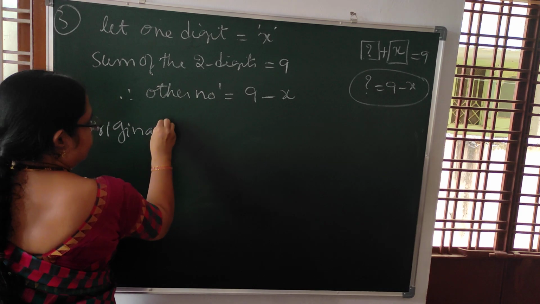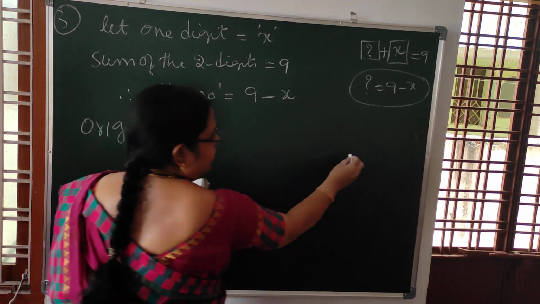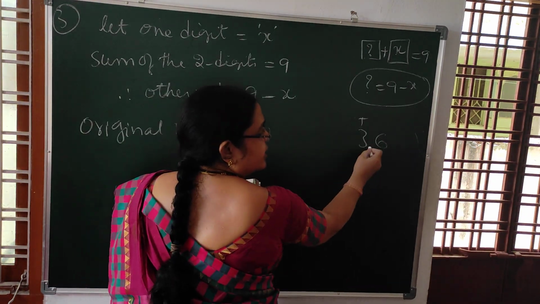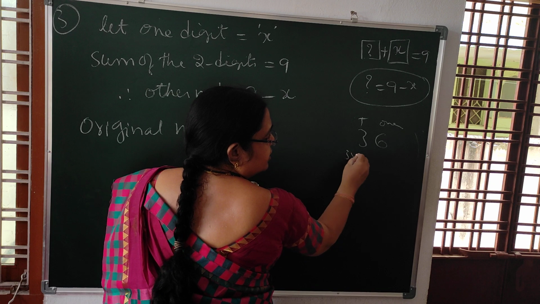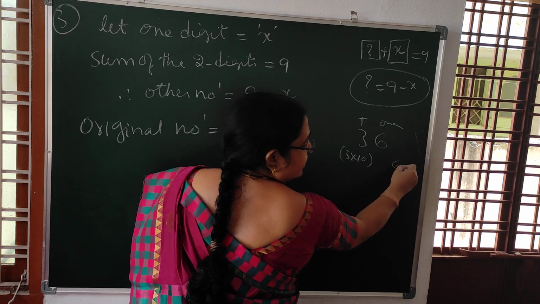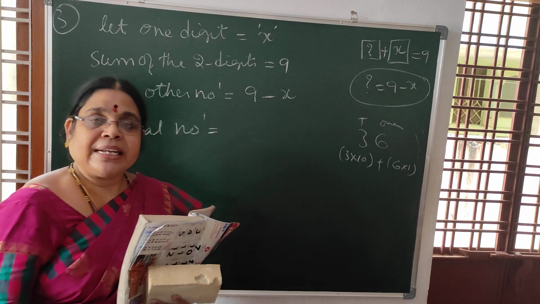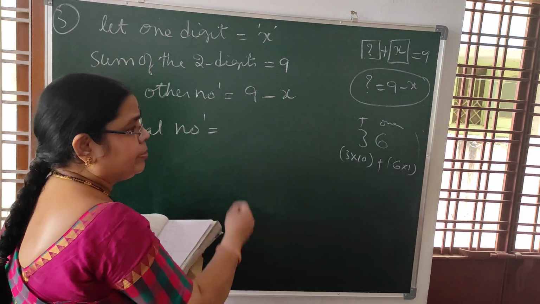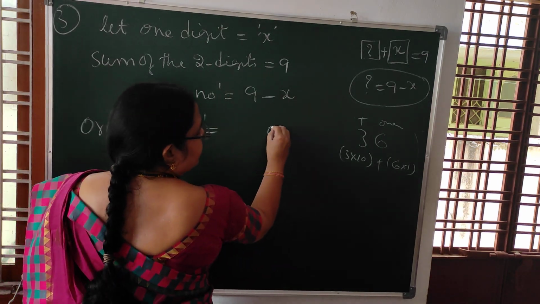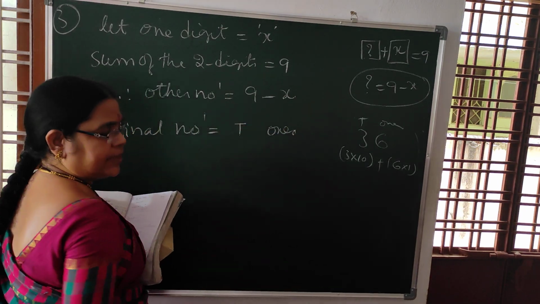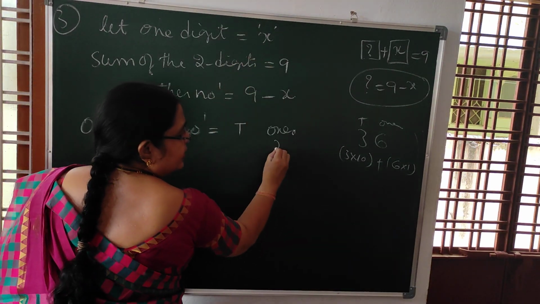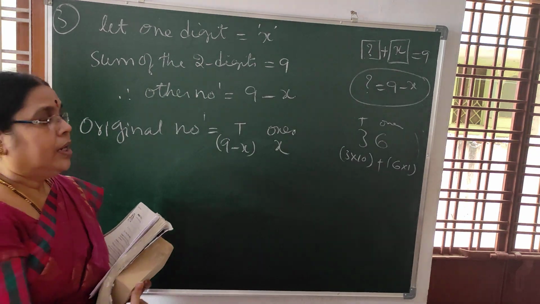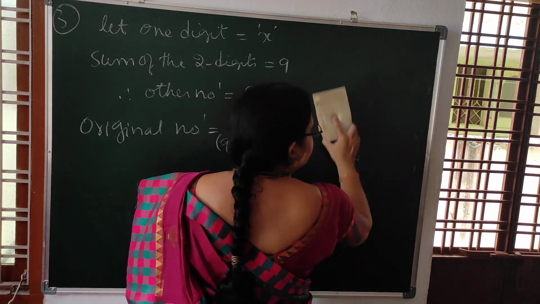Original number, for example, 36 is given. How can you expand this? 3 is in the tens place, 6 is in the ones place. So this becomes 3 into 10 and this becomes 6 into 1, isn't it? Tens place must be multiplied by 10, ones place must be multiplied by 1. So the same thing we are going to follow here. It is a two-digit number, ones place digit and tens place. Ones place is x, tens place is 9 minus x. Now what is the original number you are going to get?